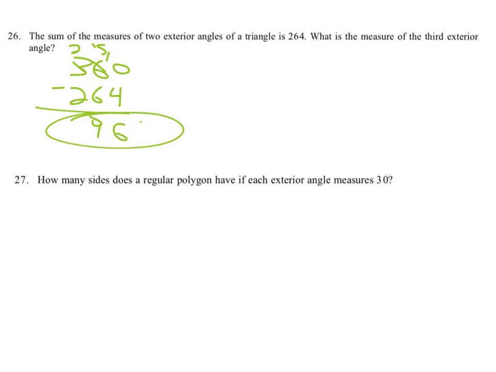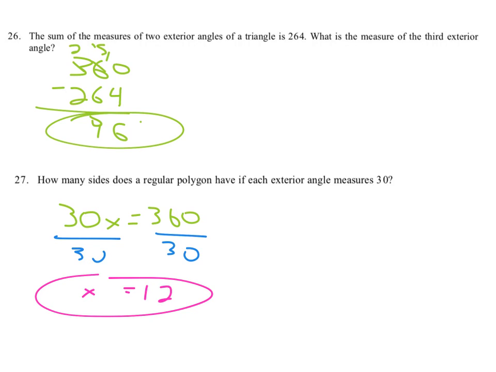And also, since we know that they sum to 360, it says, how many sides does a regular polygon have if each exterior angle measures 30? Well, we would do 30 times the number of sides, because the number of sides and the number of angles is the same, to get 360. And then just by solving for that, we would say, okay, if that's true, then let's divide both sides by 30, and we get x equals 12. There must be 12 sides to it.